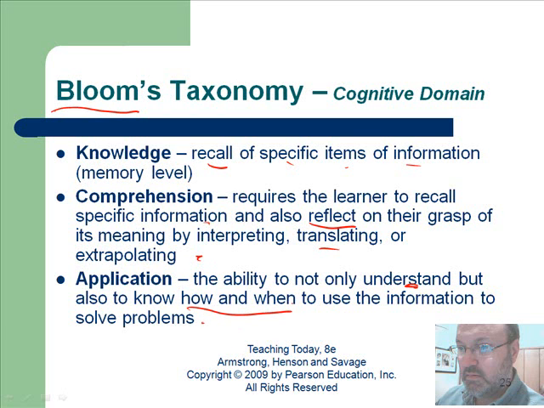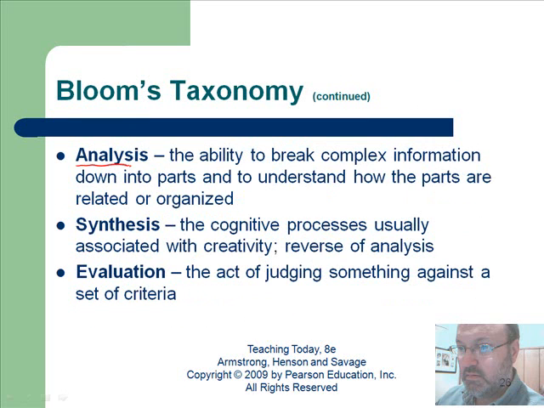No, we're not done. We're only halfway through this taxonomy of Bloom's. Then there's the analysis phase: the ability to break complex information down into parts and to understand how the parts are related or organized. Then the synthesis level is the cognitive process, okay, we're at a different level now, usually associated with creativity, the reverse of analysis. Can you do it from the other way? And the deepest level, evaluation, the act of judging something against a set of criteria. Does it meet criteria? Rarely do we take college students down here. This is what we ask you to do in grad school, is to come down in here.